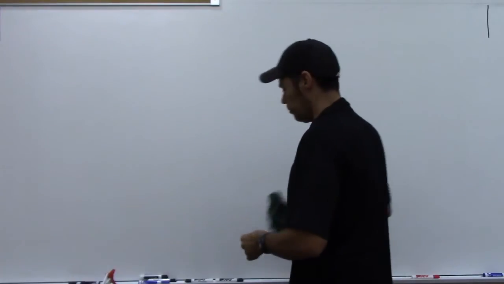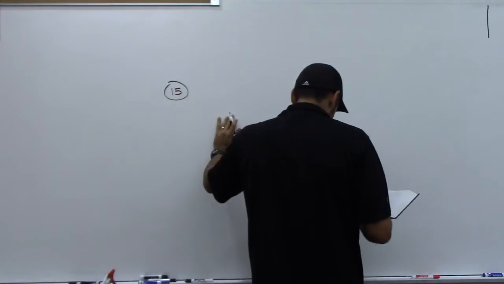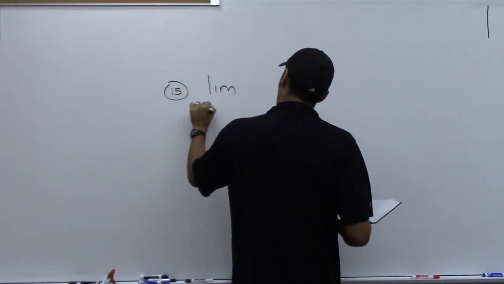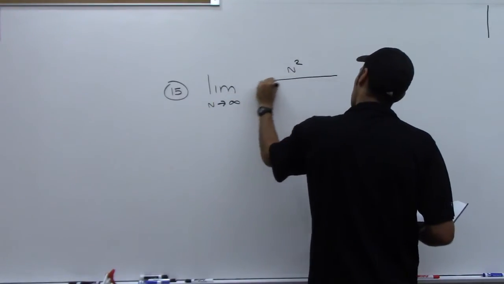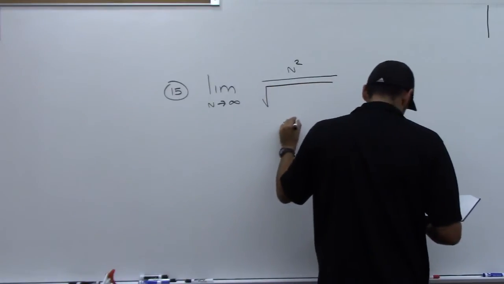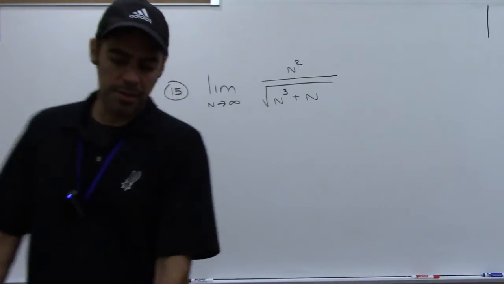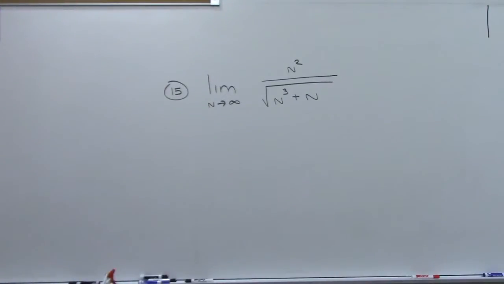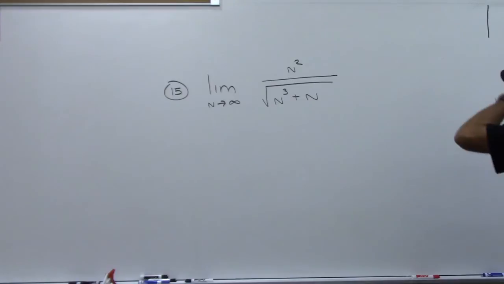Fifteen. Limit n goes to infinity, n squared over square root n cubed plus n. All right, so if we take a quick look at this, we'll realize that we get infinity over infinity again, right? As the top gets bigger, the bottom gets bigger. So you might be wanting to do L'Hopital's rule again.